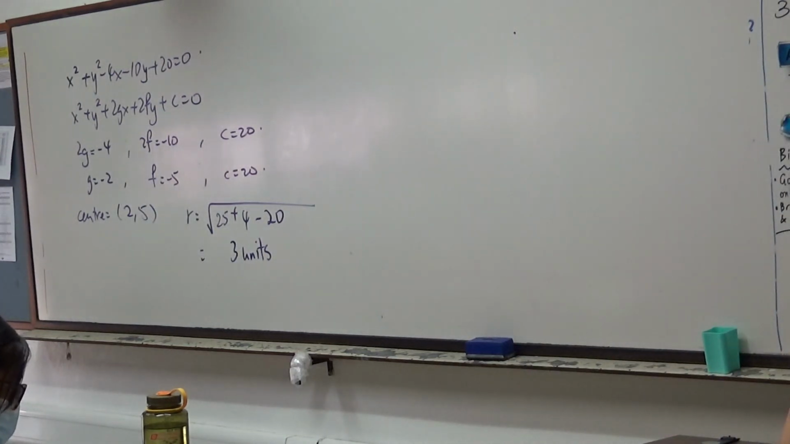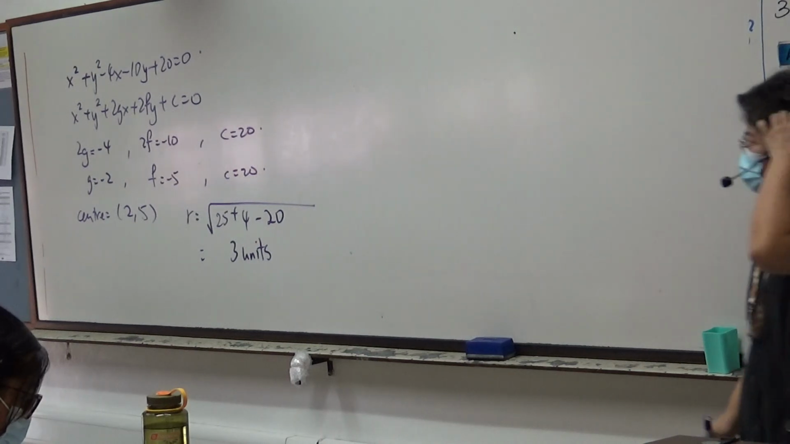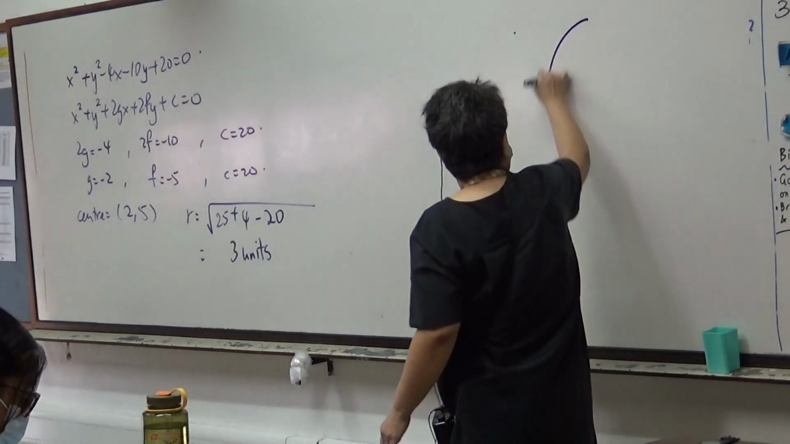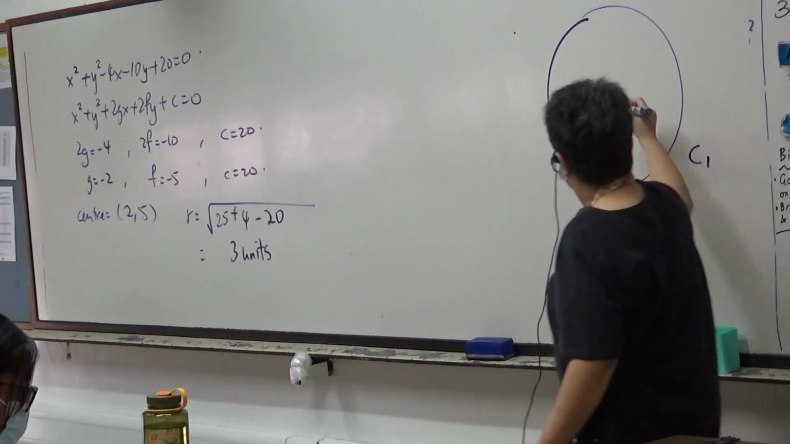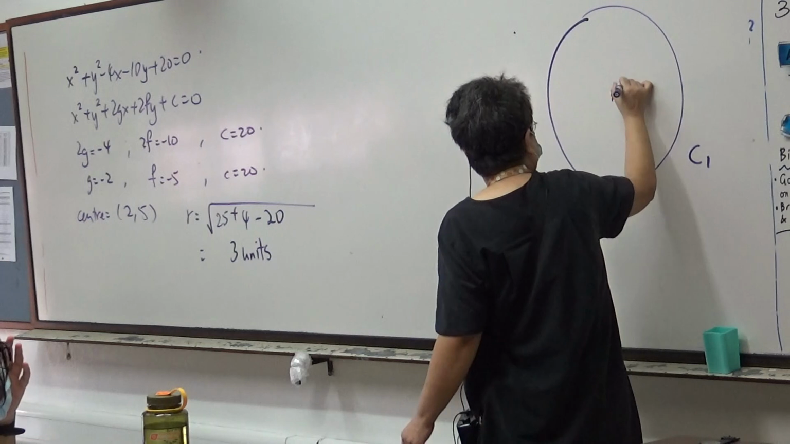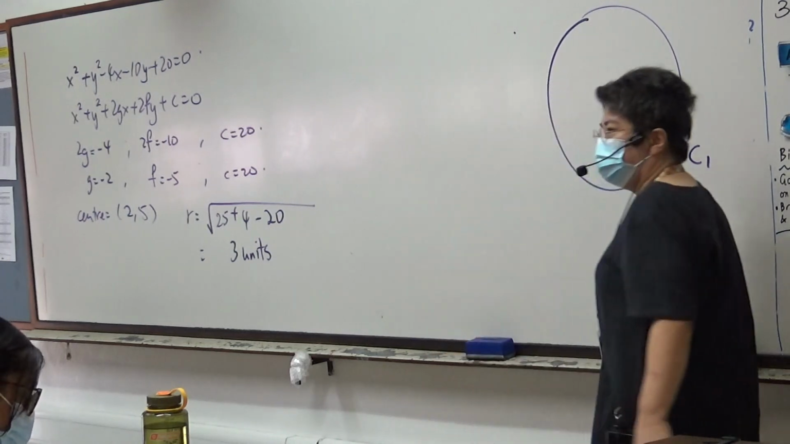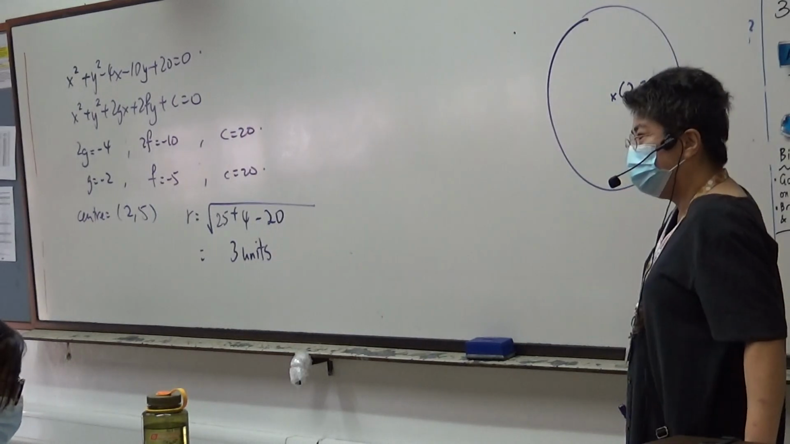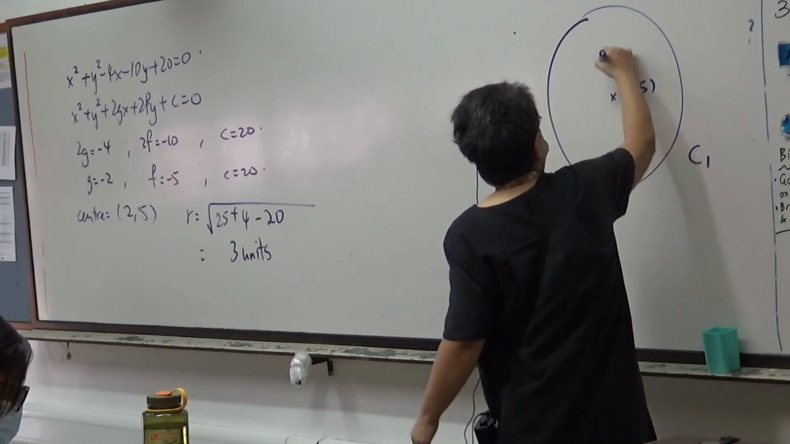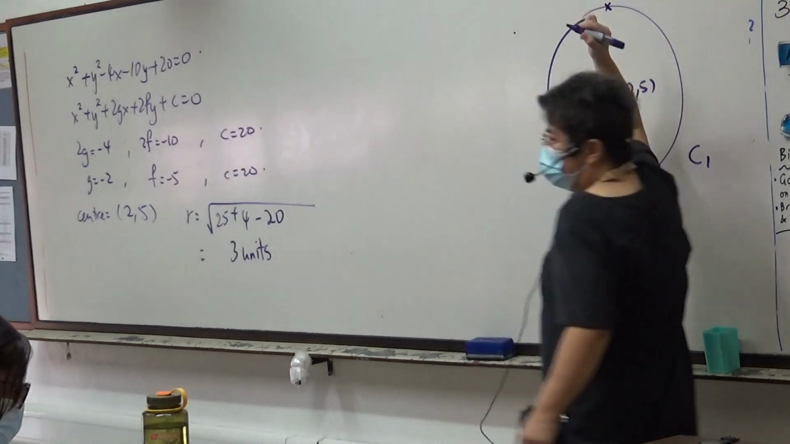Okay, now next. The highest point on the circle is A. Find the coordinates of A. I have a circle. This is C1. That's why they say C1. The center is what? 2, 5. Everybody clear? And the radius is what? 3 units. Do you agree that the highest point is actually here?